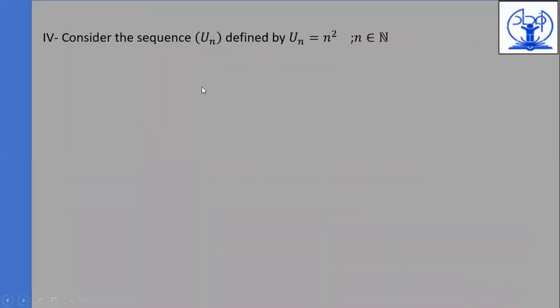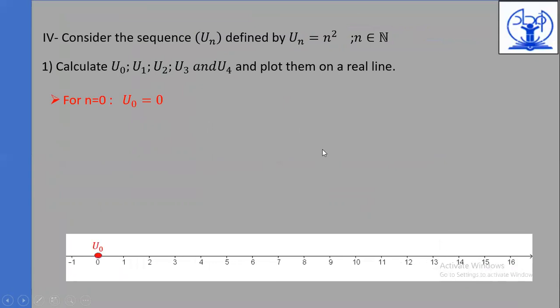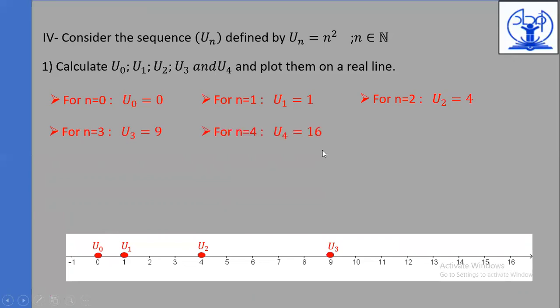One more example. Consider the sequence un defined by un equals n squared. Same questions. Let me start by plotting the terms. u0 is 0. u1 is 1. u2 is 4. u3 is 9. u4 is 16. What do you think about the three questions? Are the values of the sequence increasing or decreasing? Clearly, the terms of the sequence are increasing. This is an increasing sequence. So a sequence is said to be increasing if each next value is greater than the previous one.